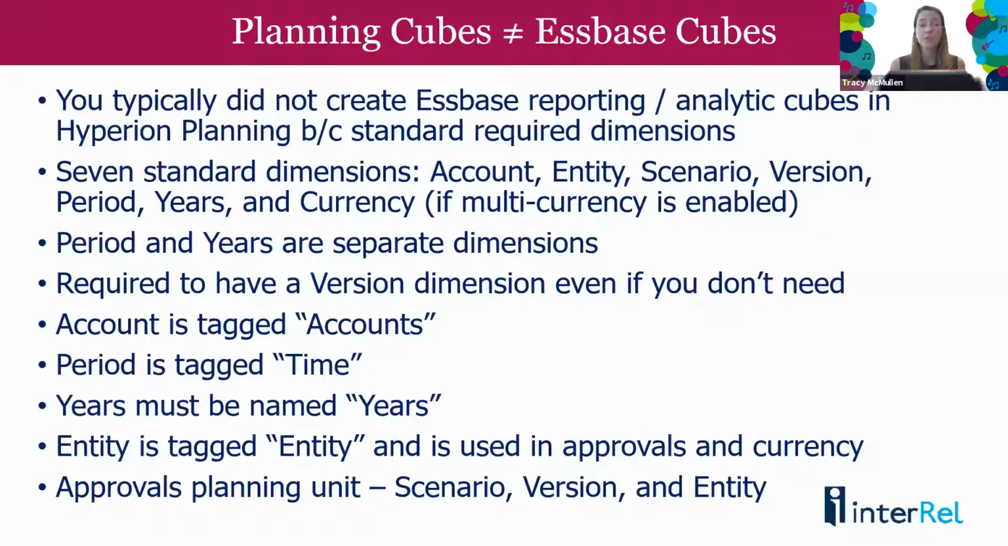There were 7 standard dimensions that we had to have, and we couldn't change those. You had to have a dimension tagged accounts. You had to have an entity dimension, scenario, version, period, years, and currency, if you had enabled currency. Period and years were required to be separate dimensions. You had those separately, and you couldn't really change any of this. And again, it used the combination of scenario, version, and entity to follow the approvals.